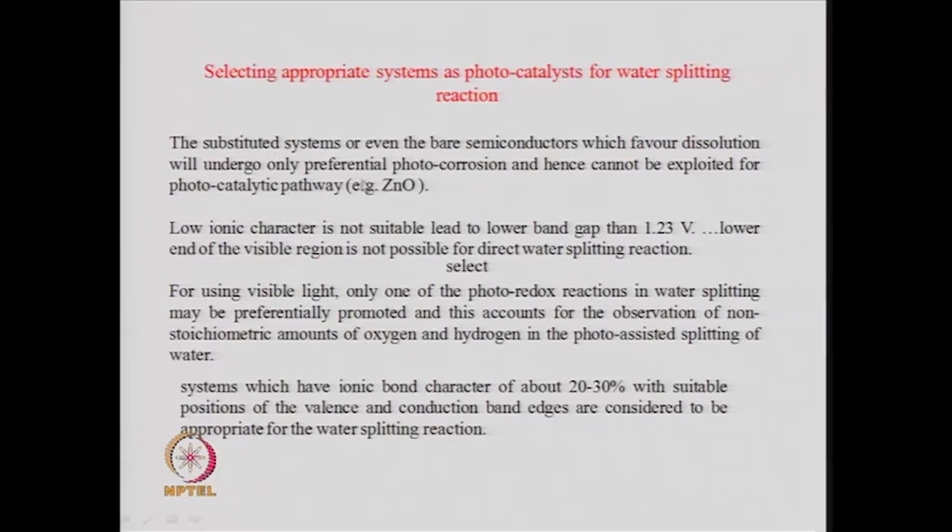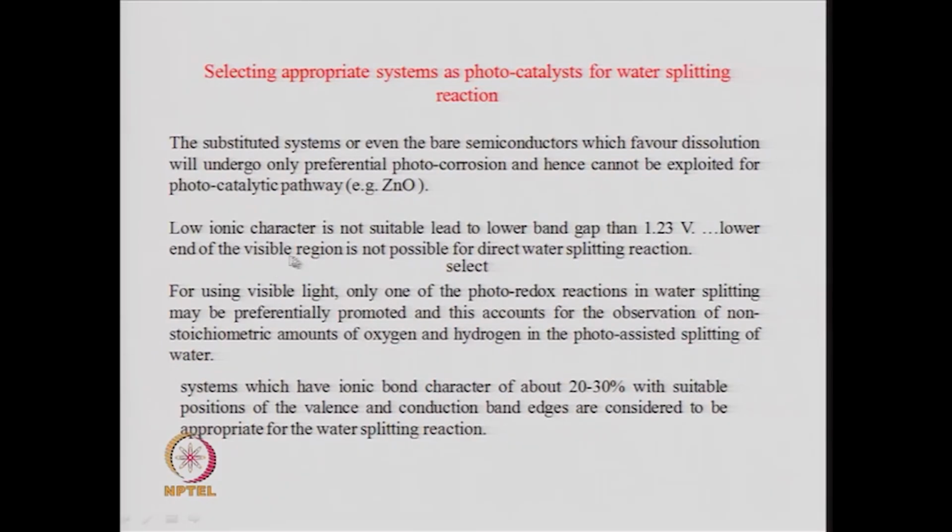So, ionic character can be calculated, and the higher the ionic character, the higher the band gap. If low ionic character is there, then the band gap will be very low, and then you will not be able to use that for splitting of water, because lower than 1.23 volts will not allow you to split water. Hence, if you want to use more than 1.23 volts, then the lower end of the visible region is not possible. You will have to use the higher end of the visible region towards the ultraviolet to have materials which have a higher band gap than 1.23 volts.